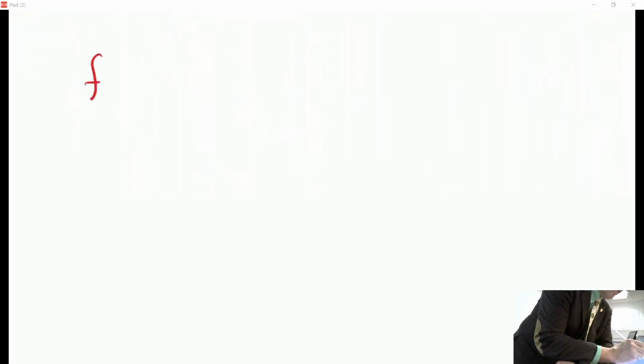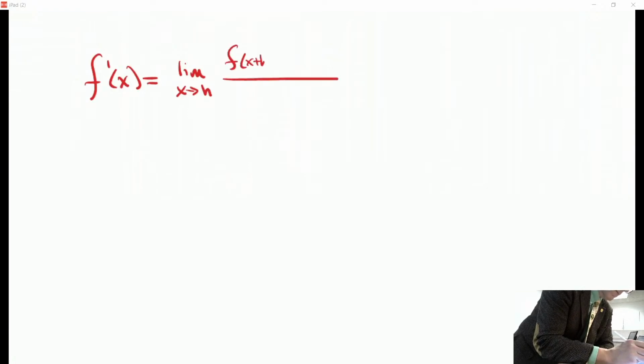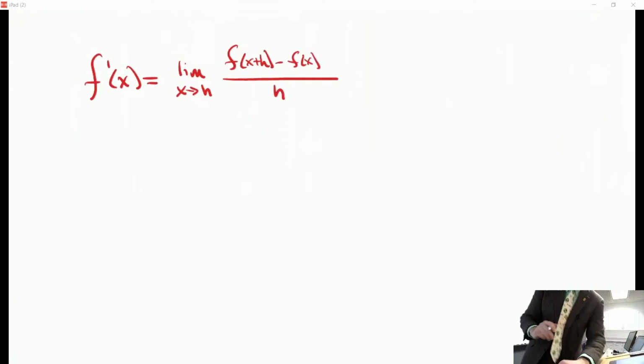Here's the first thing that I want to point out: f prime of x is a limit. I know you're sick of this. You're so sick of this. But the reason I point this out is because it is a limit. All of the limit rules apply to this.